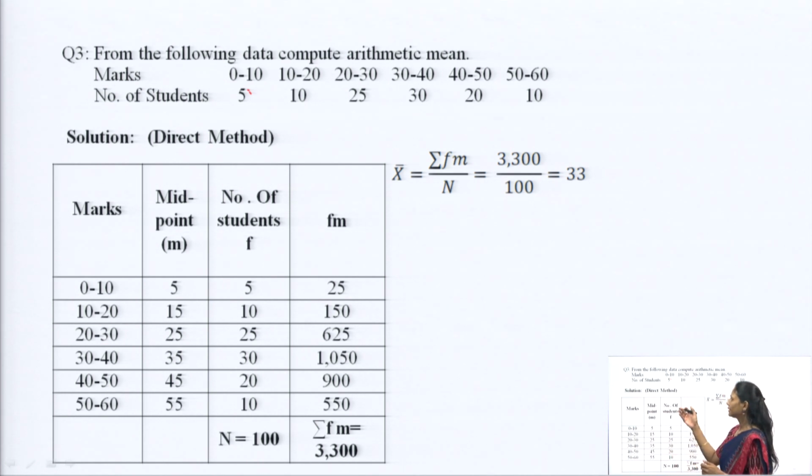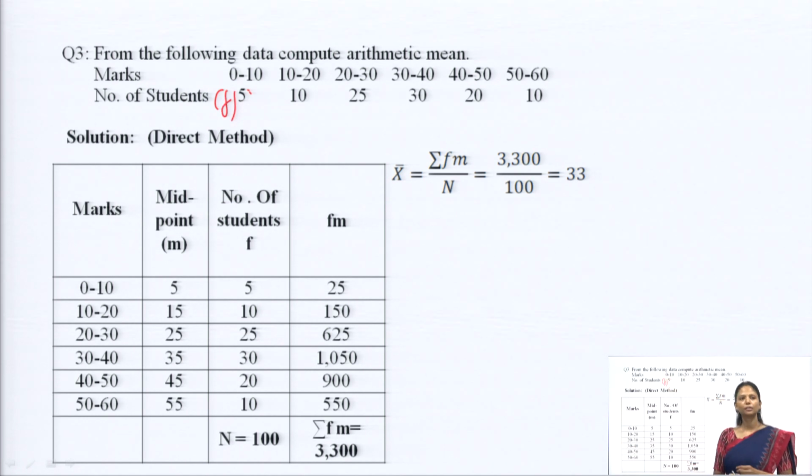In the same manner, the question says, from the following data compute the arithmetic mean. Here in this question, the class interval is given to you and the number of students, that means the frequency, is given to you. How many students lie between the class 0 to 10? How many students lie between the class 10 to 20? How many students lie between 20 to 30? This is called the class interval. The number of students is called f.